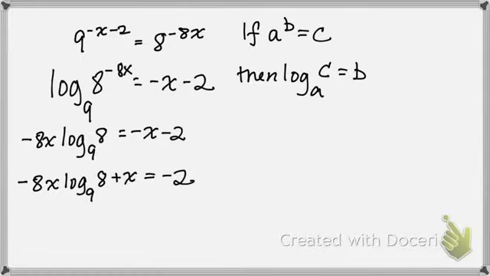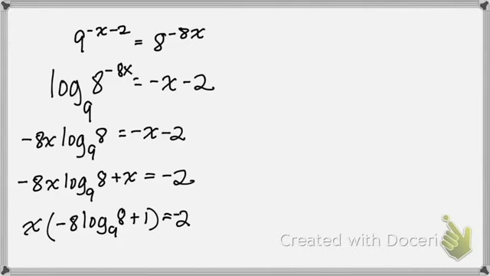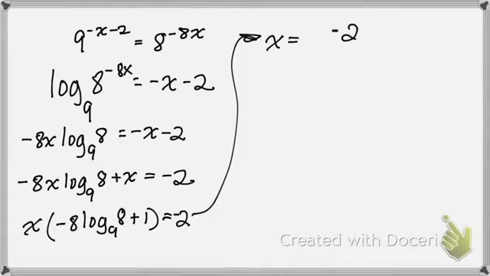Now I've got the x's on the same side of the equation, right? And from here, I'm going to factor. So factoring out an x is going to allow me to isolate x. All right, and from here, I'm simply going to divide. So that'll be 2 over negative 8 log base 9 of 8 plus 1. And we could say that is a solution. That's a solution to the problem. I have solved for x.